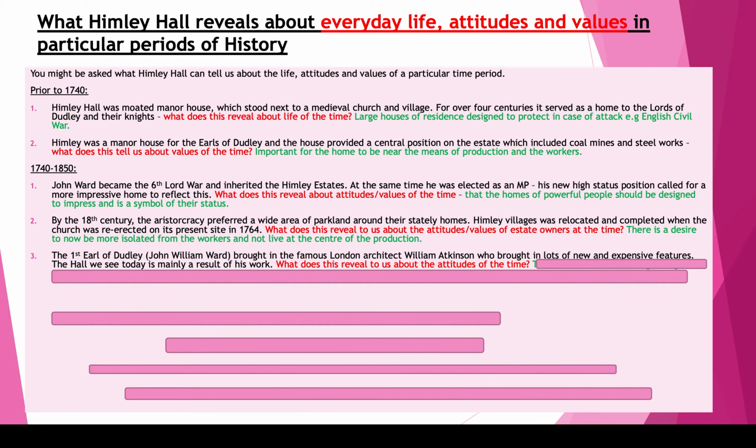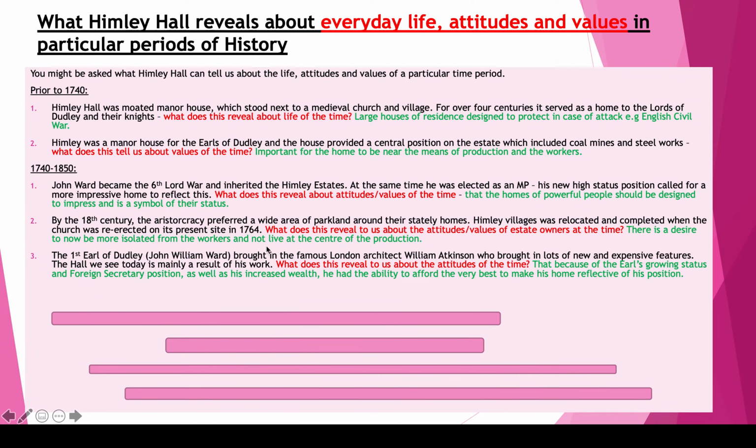Lastly, for this time period then, the first Earl of Dudley, so that's John William Ward, as we know, brings in the famous London architect William Atkinson, who brings in lots of new and expensive features. The hall we see today is mainly a result of William Atkinson's work. Well, what does this reveal to us about the attitudes of the time, the fact that this famous architect is brought in? Well, it reveals to us that in this time period, 1740 to 1850, because of the Earl's growing status and the fact that he becomes Foreign Secretary, which is a very important cabinet position, as well as the fact that he's now very rich because of this job, he has the ability to afford the very best to make his home reflective of his position.